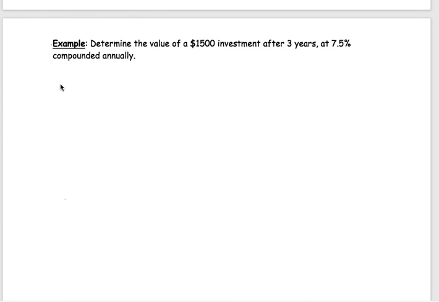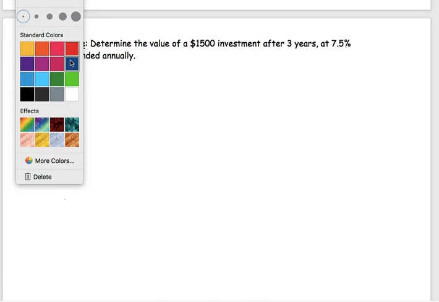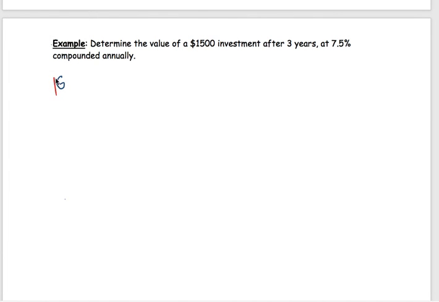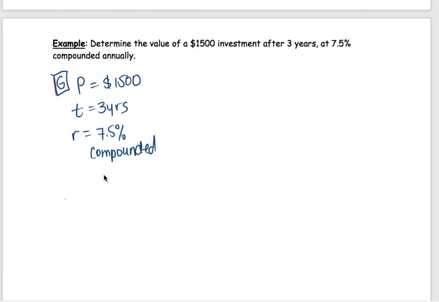So again, we have our principal amount, so we can kind of list off everything that we have. So we have our principal amount, which is 1,500. Okay, we have the time is 3 years, and then we have the rate was 7.5%. Okay, but it's compounded annually. Okay, so you always have to pay attention to whether it says simple interest or compounded something. Okay, compounded annually in this case here. So, all right. So what do we have to find? We still have to find the amount again.